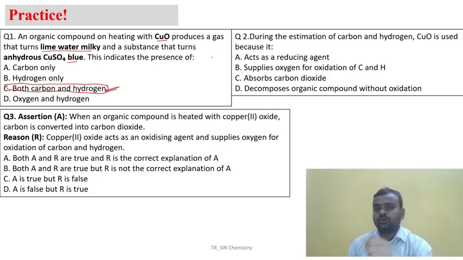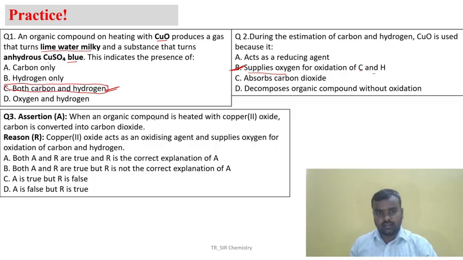Question number two. During the estimation of carbon and hydrogen, CuO is used because it undergoes gain of electrons, right? So you can see here, it supplies oxygen for oxidation of carbon as well as hydrogen. So option B is the right answer. CO2 is forming, H2O is forming, no? That is the case.